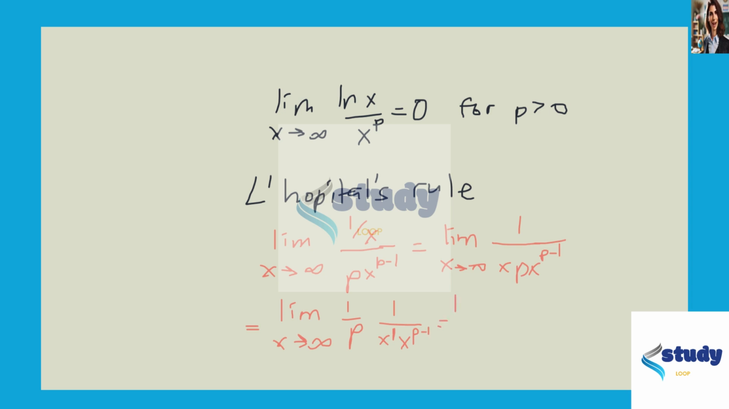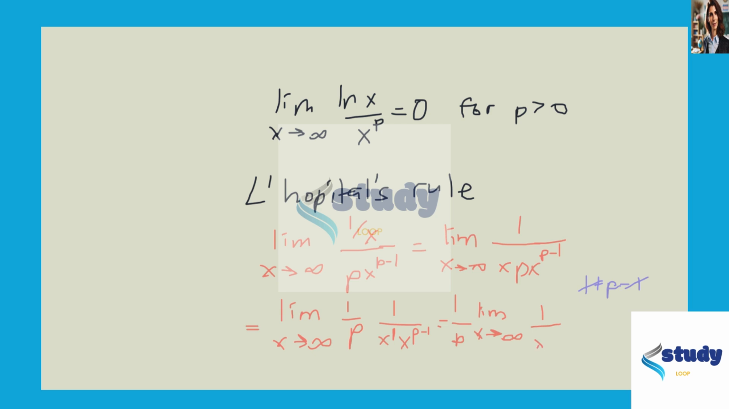So we're actually going to bring this 1 over p on the outside here, because our limit is dependent on x. So our p really doesn't matter here, right? Because we have a 1 over p, we can factor that out of the limit. And if we add our exponents here, we have 1 plus p minus 1. And 1 minus 1 is 0. So these ones cancel each other out. So we're really just left with x to the p.